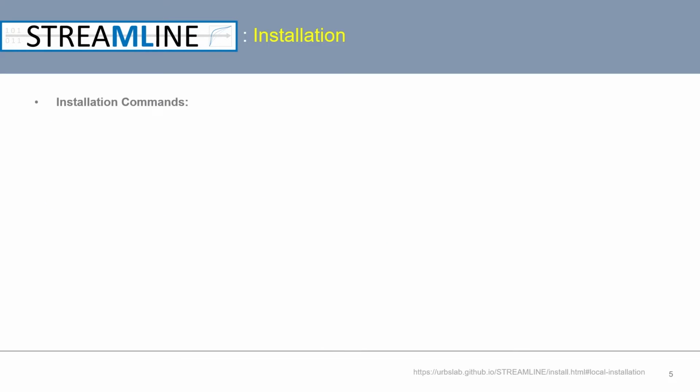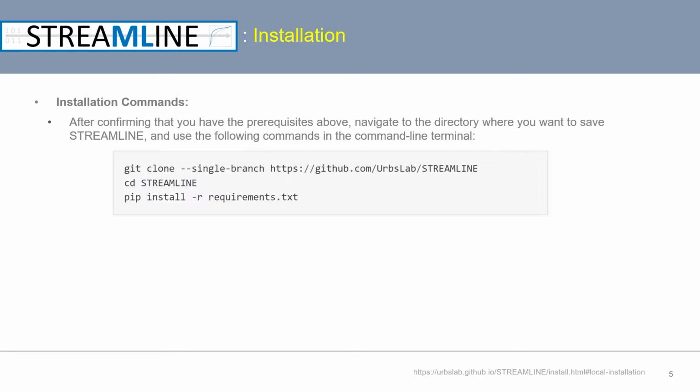Now we're going to go over STREAMLINE installation commands that again are relevant for both the Jupyter Notebook run mode as well as command line interface run modes. After confirming that you have the prerequisites we covered on the last slide, use your command prompt to navigate to the directory on your computer where you want to save STREAMLINE, and enter the following commands one at a time.